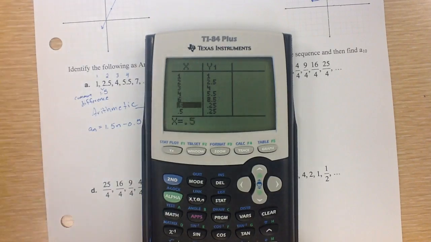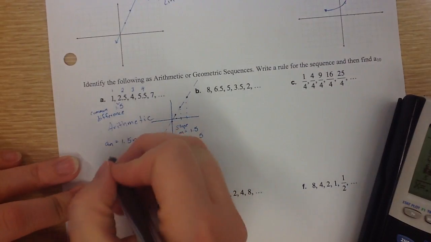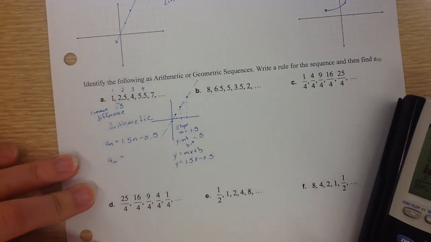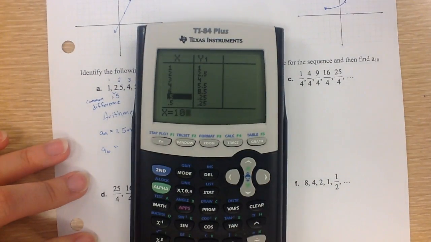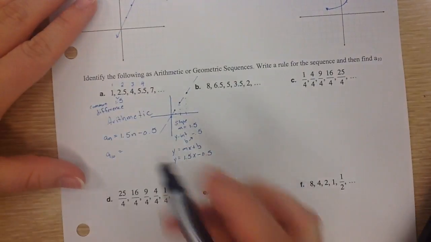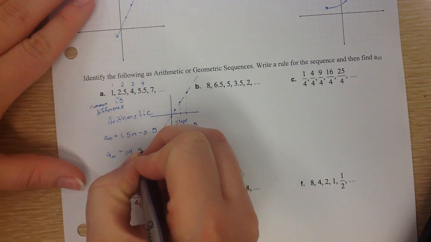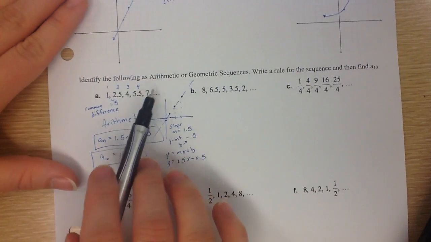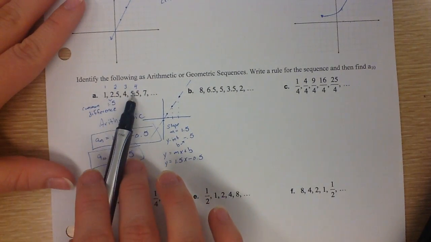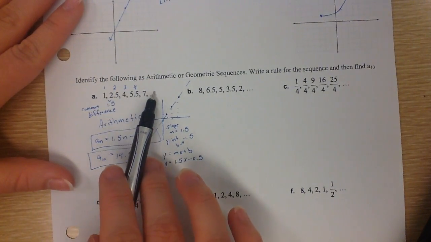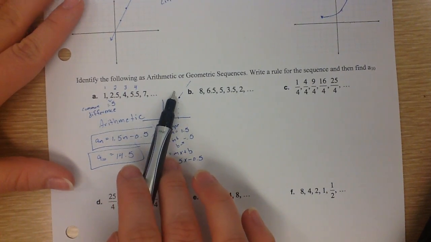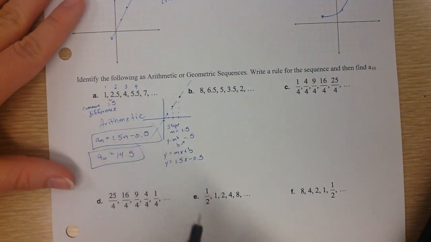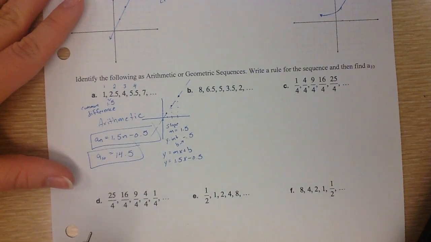Okay, so sixth term. Now we want to find the seventh term. It says find a sub 10. So my a sub 10, my 10th term, would be 14.5. What's great is once you have the rule, I don't need to find the 4th term, 5th term. I don't need to find the 6th, 7th, 8th, 9th to be able to find the 10th. I can just plug it into the equation and know what that 10th term is going to be.